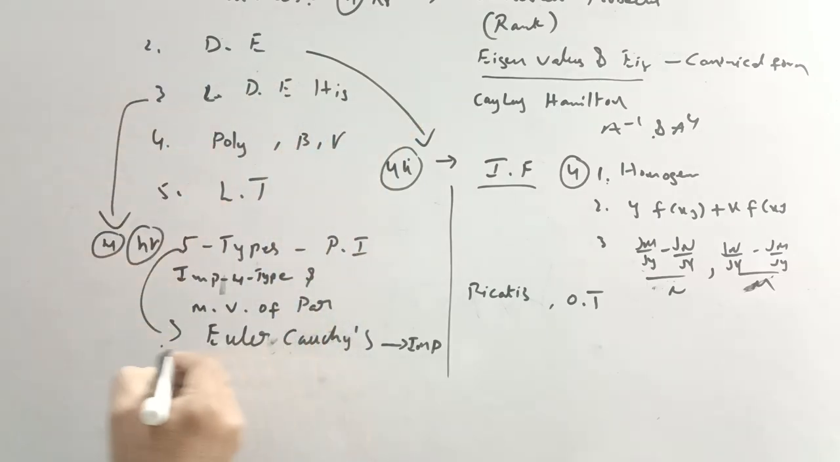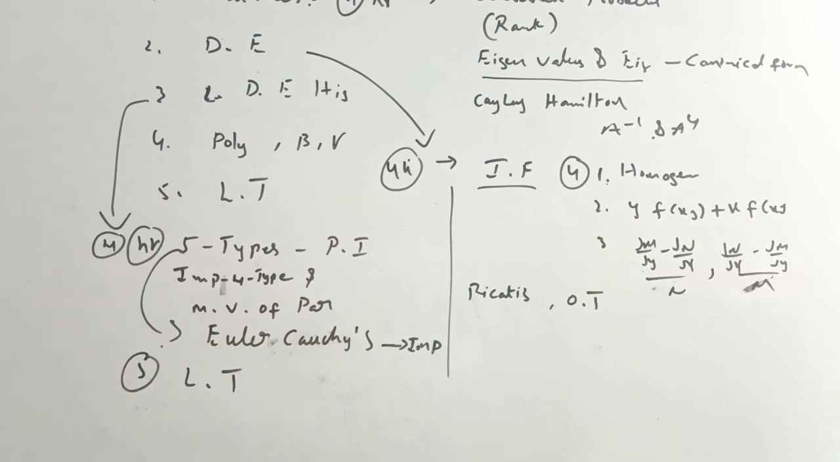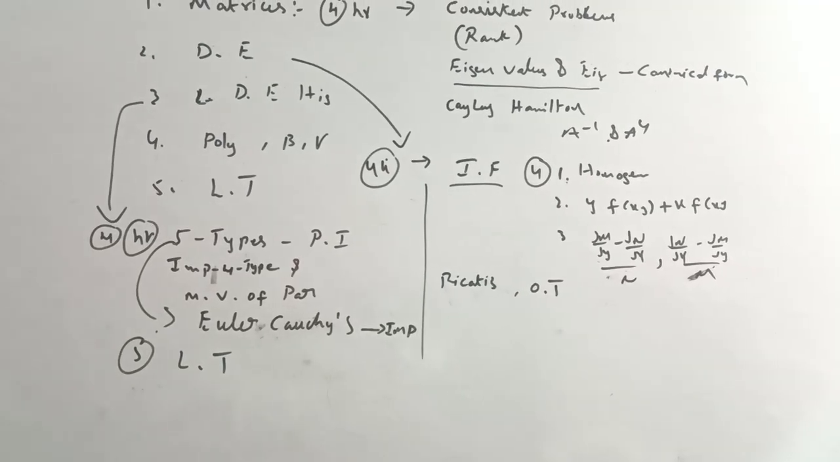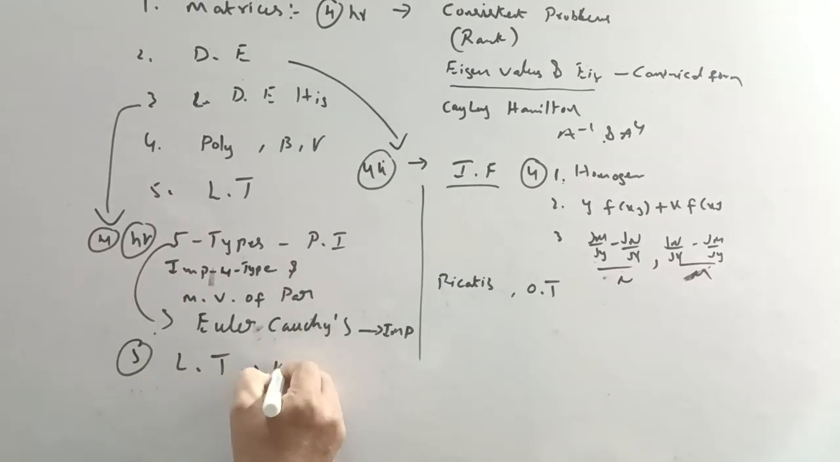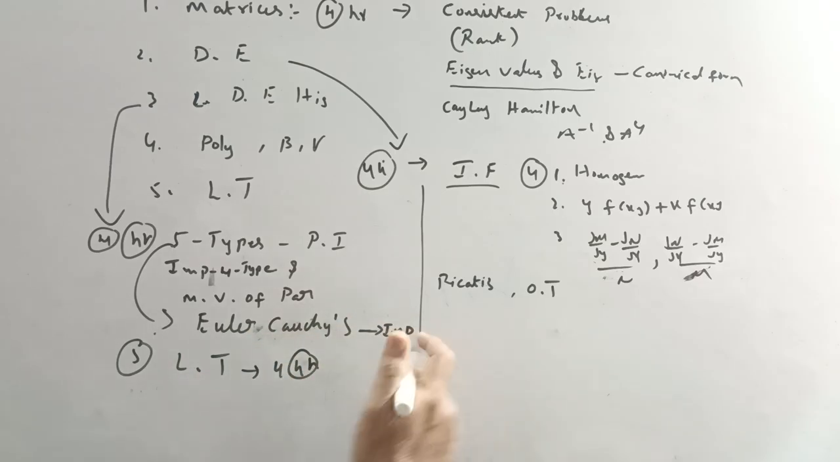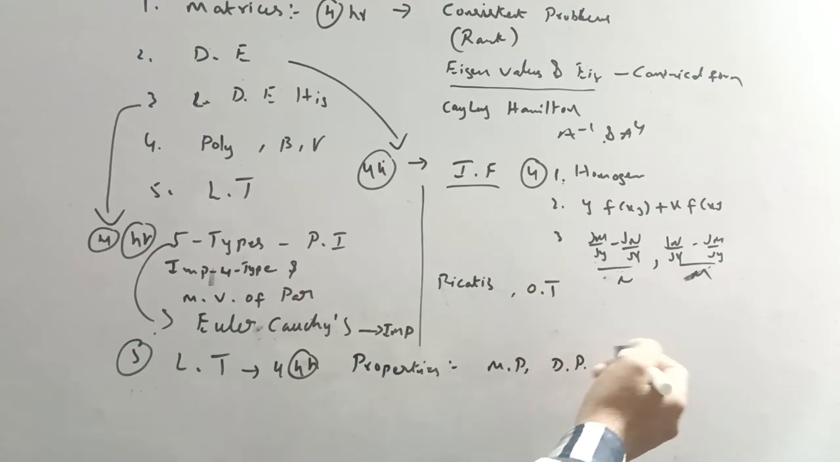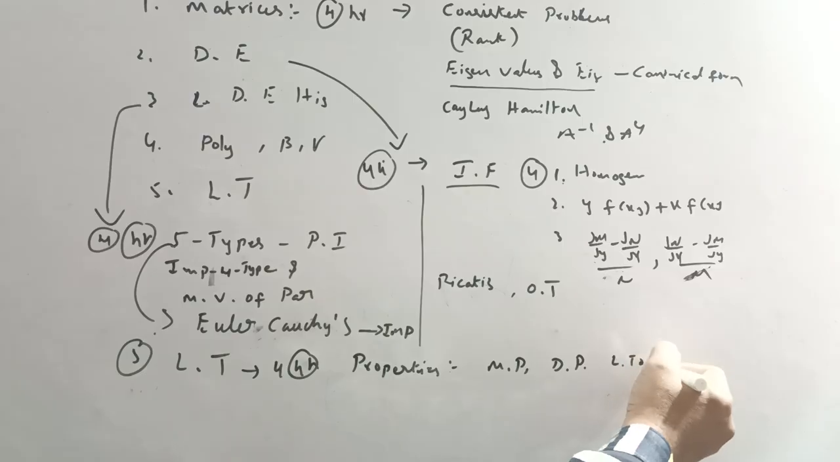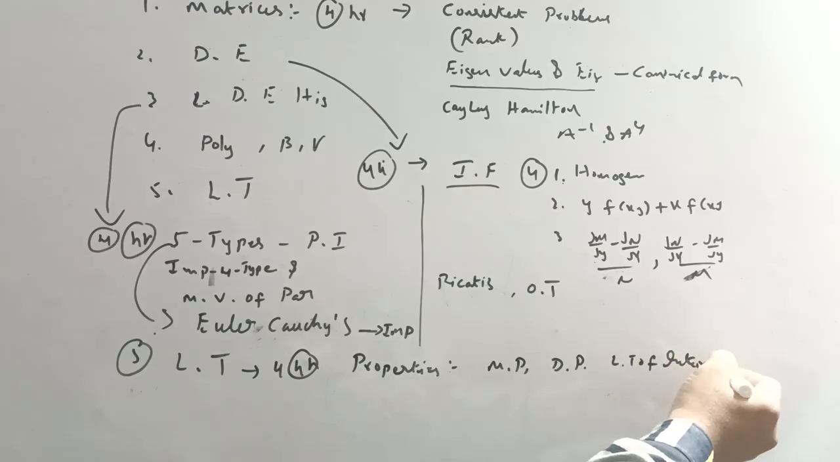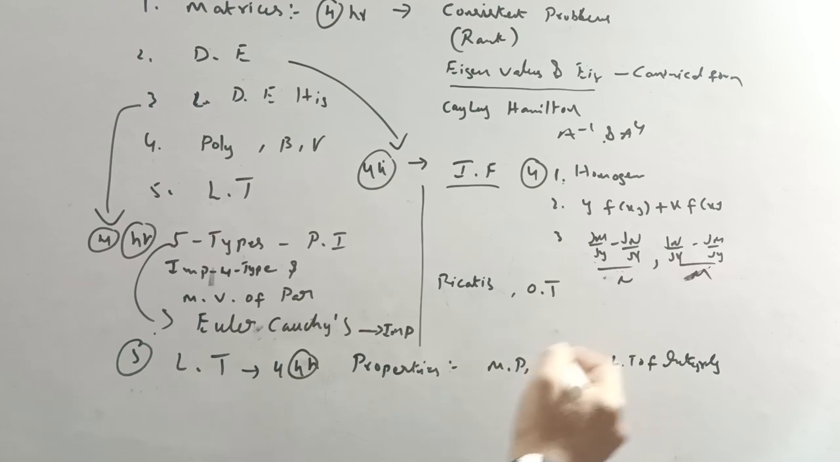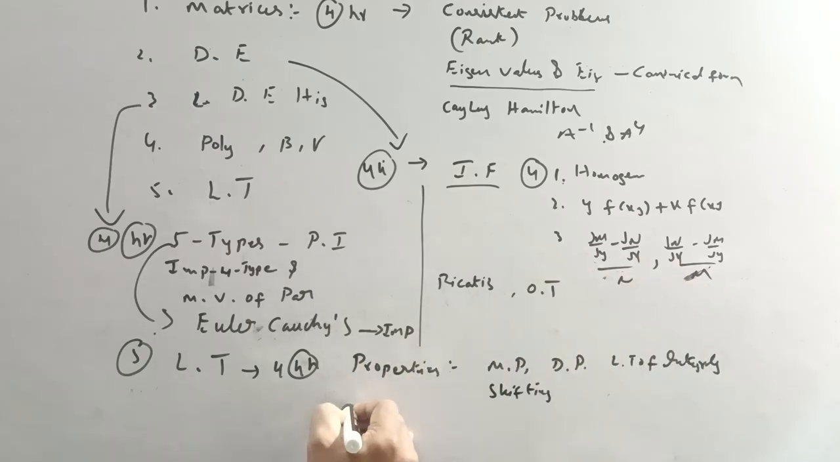Then coming to Laplace transforms, the 5th unit. What topics you have to practice in Laplace transforms, ma? Minimum you have to spend 4 hours. First you have to go through the 2-marks questions, properties of Laplace transform. He is asking multiplication property, division property, and Laplace transform of integrals. This is the minimum. Then shifting property also he is asking, ma. Then inverse Laplace transforms.